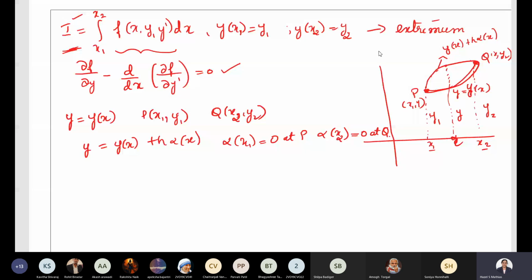Okay, so now what happens? Why is this? These two are the points. See, y equal to y of x plus h times alpha x.